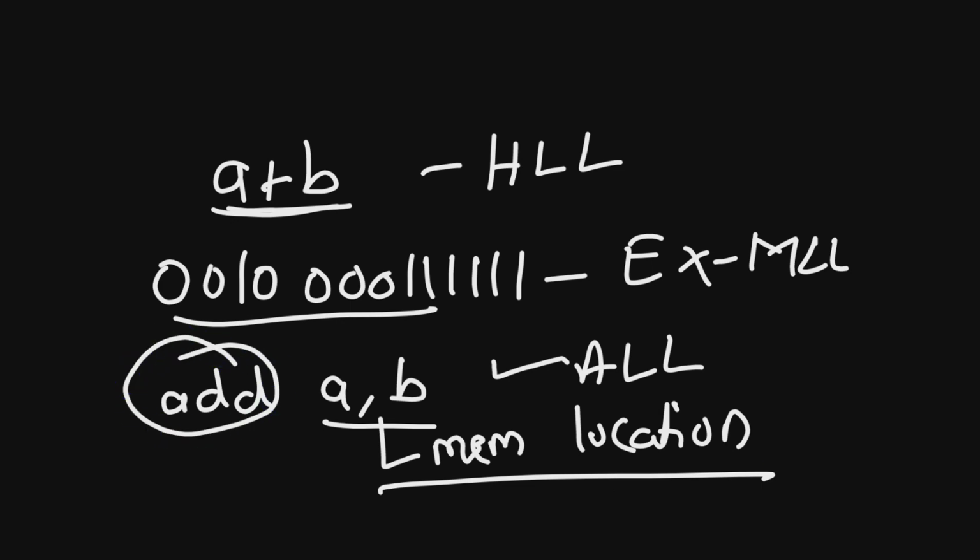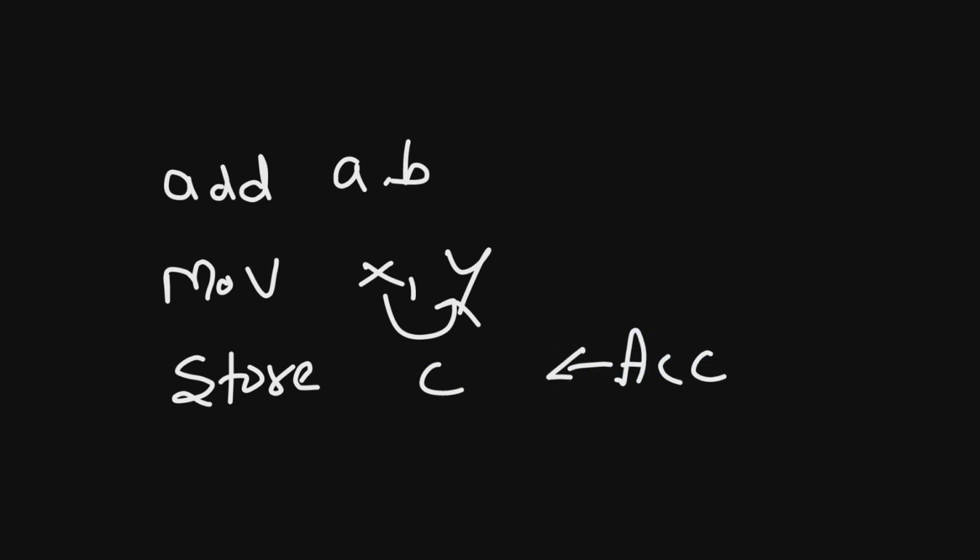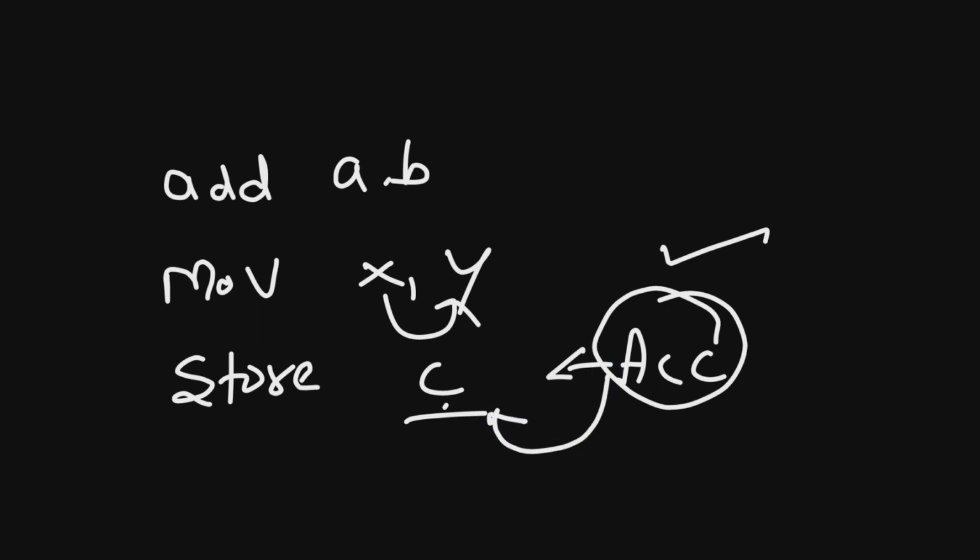So add is a mnemonic. Let's understand a little bit. See, add a comma b, move x comma y. It is going to move the contents from x to y. Or we can write store C. It is going to store the contents from accumulator to C. Accumulator is a register. You will study this accumulator register concept in computer architecture subject. Here just try to understand store C is nothing but it is going to store the contents from accumulator to C memory address. Store, move, add, all these are called as the mnemonics.